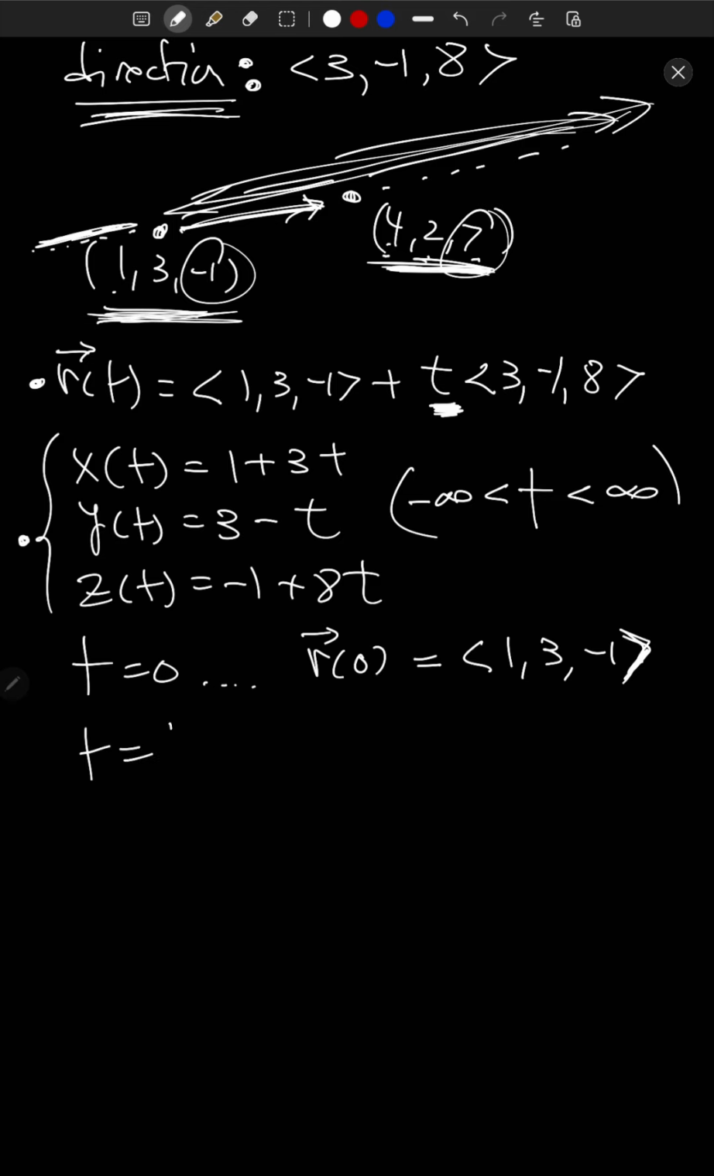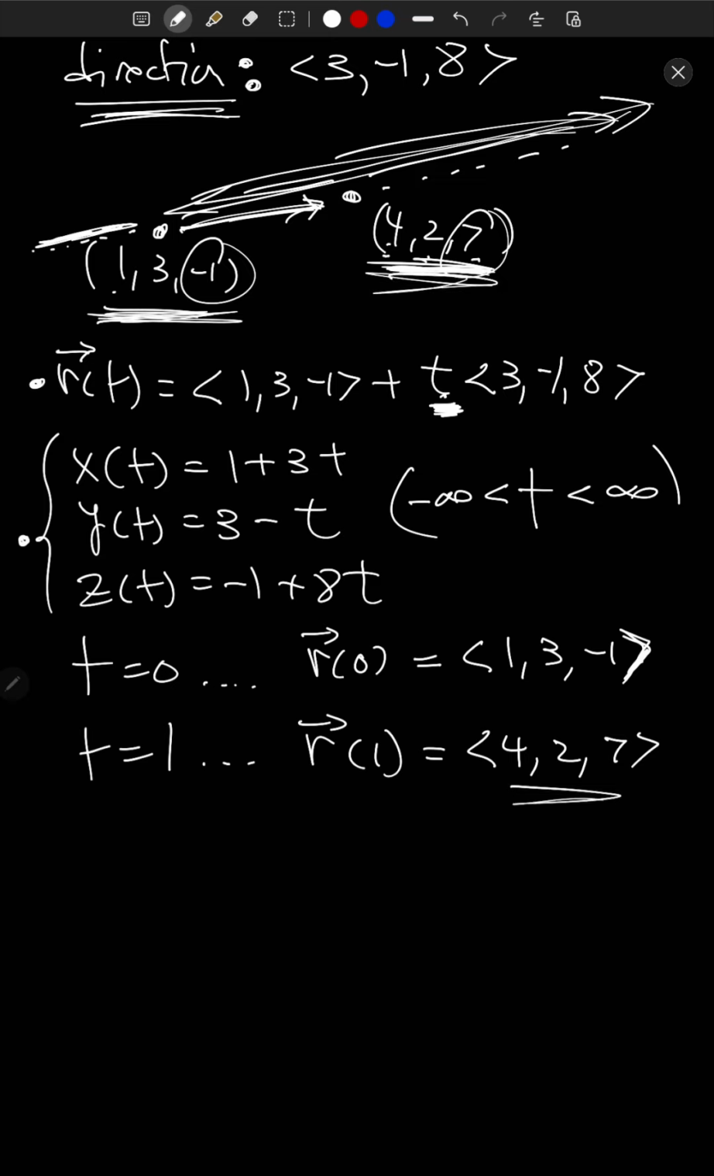But the interesting thing is, when t is 1, we have r of 1 is equal to 3 plus 1, which is 4, and then minus 1 plus 3, which is 2, and then 8 plus minus 1, which is 7. And of course, that's our second point.